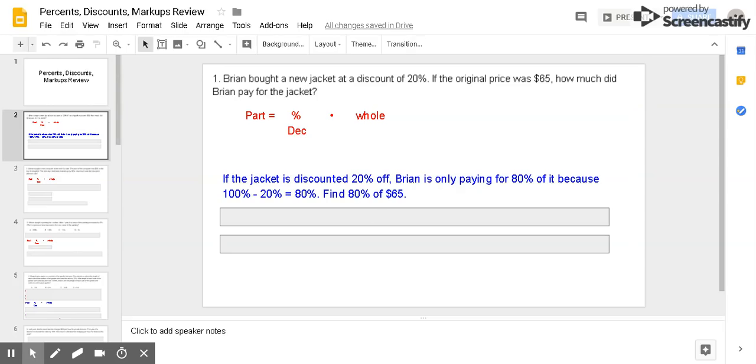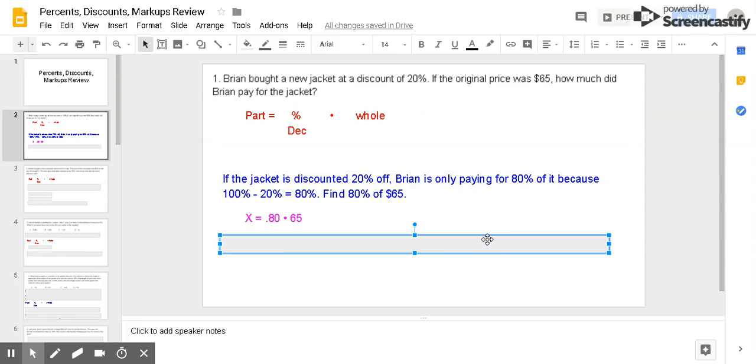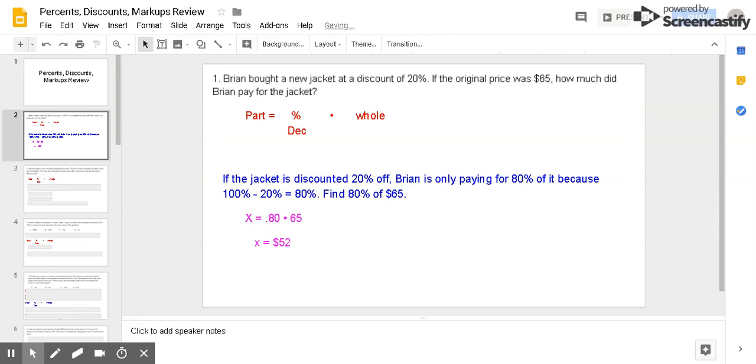So let's start. Part equals percent as a decimal times your whole. The percent as a decimal, we know that to go from percent to a decimal, you have to move the decimal point over 2 places to the left. So let's start with that. If you move it 2 places to the left, you have 0.8, or you can think of it as 0.80, whichever one you want. And then times your whole, or times the original cost, which is $65. You're figuring out what 80% of that is, which will get you $52. Okay, 0.8 times 65 gets you $52.